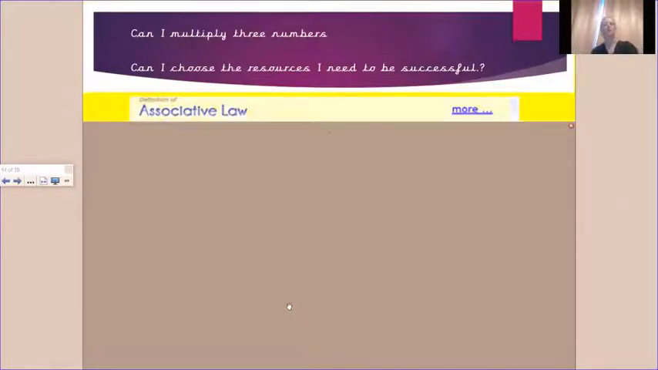So when we're multiplying 3 numbers together, there's something that we call the associative law. Say it with me. Associative law. Associative law. And I want you to think, what does the word associate mean? Give it a think if you've heard it before. Okay, so it's a maths term called the associative law.